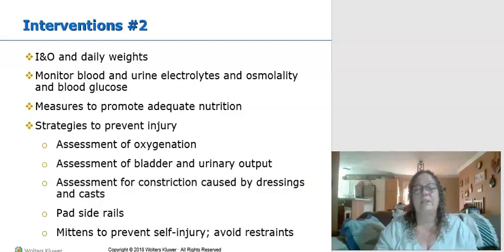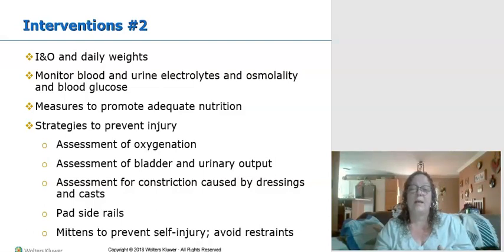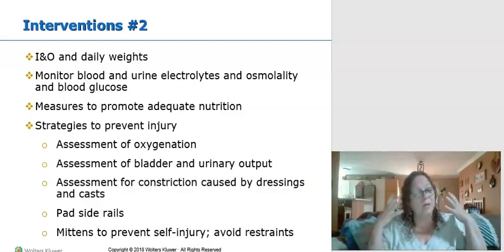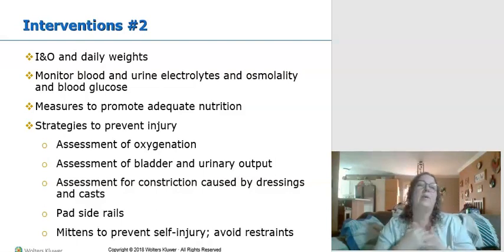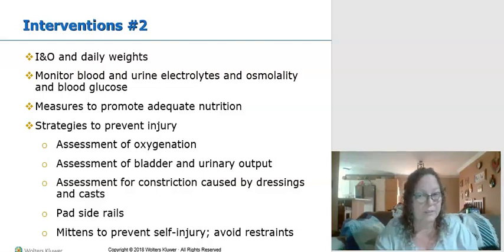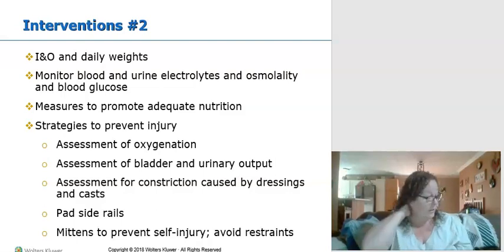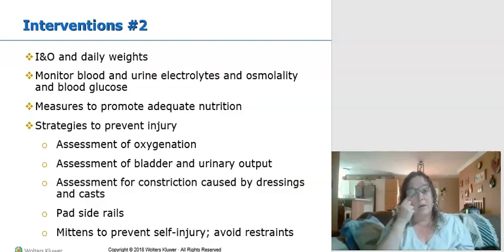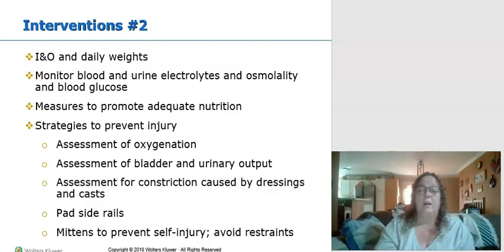Strategies to prevent injuries, so assessment of oxygenation, assessment of bladder and urinary output. Remember all these things that are in our brain, and head injury puts us at risk for SIADH and diabetes insipidus, which have a lot to do with our urinary output and electrolyte composition, particularly with sodium. So we'll want to be monitoring that for signs of these potential complications, and that we treat them immediately and appropriately, right?